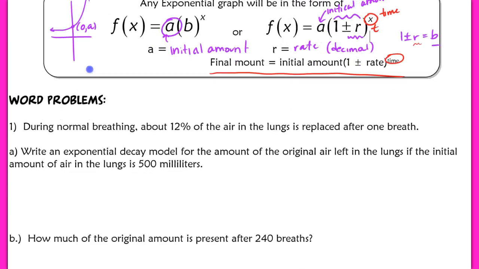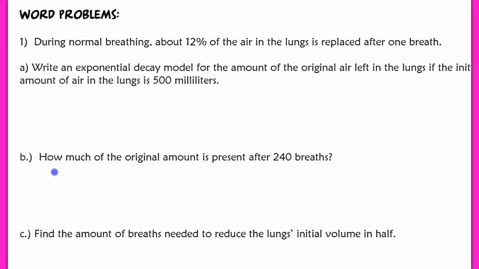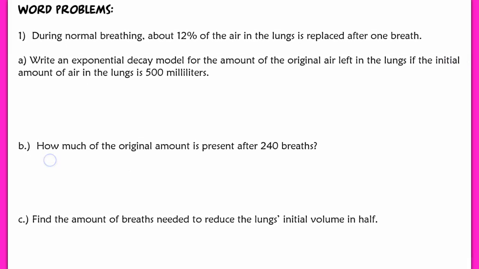Okay, now let's get started on a word problem. So here it says, during normal breathing, about 12% of the air in the lungs is replaced after one breath. Here they tell us that it's an exponential decay function, right? It says, write an exponential decay model for the amount of the original air left in the lungs if the initial amount of air, and I'm going to underline this, in the lungs is 500 milliliters. Okay, so they've given us already two pieces of information. One, we know that there's 12% replacement rate, okay? We also know what the initial amount is.